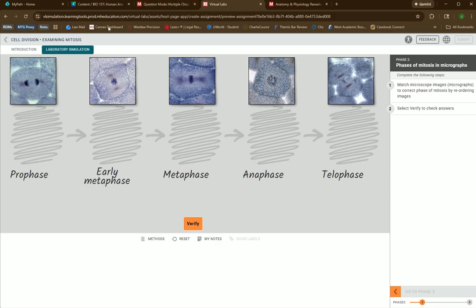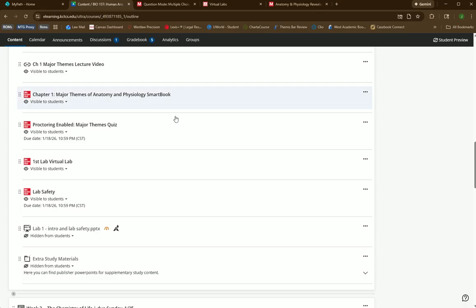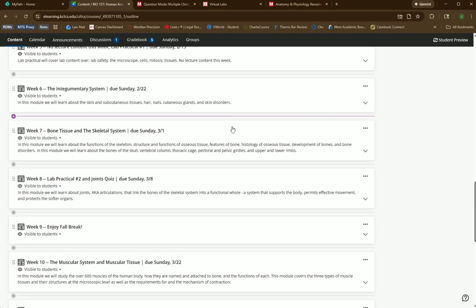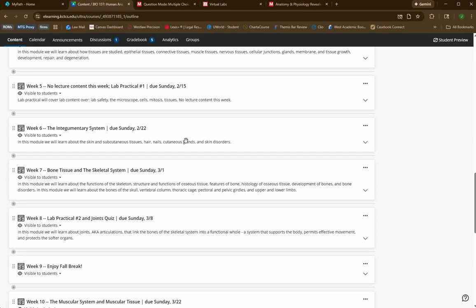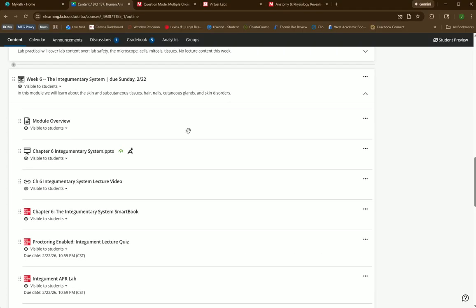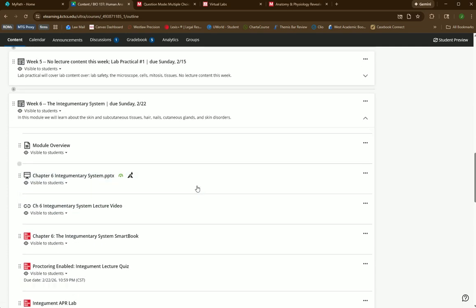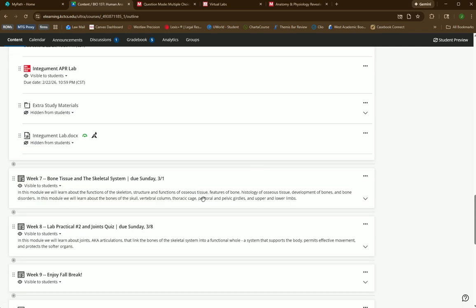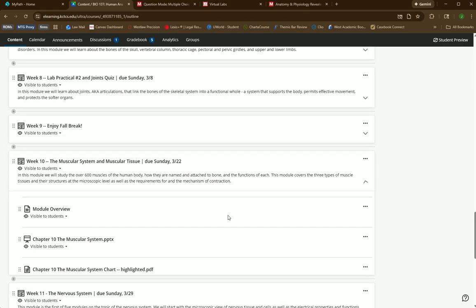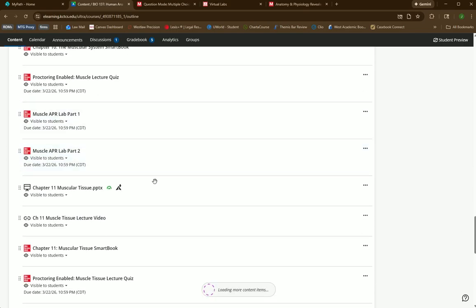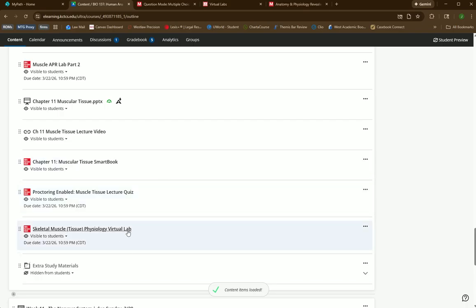Okay, so those are virtual labs through McGraw-Hill. We also have labs called APR. That stands for Anatomy and Physiology Revealed. So the APR labs start with the integument, which is an APR lab, then bone tissue and the skeletal system, and then some of them are going to have a mix. So muscles are going to be APR, but muscle tissue is going to be a virtual lab.